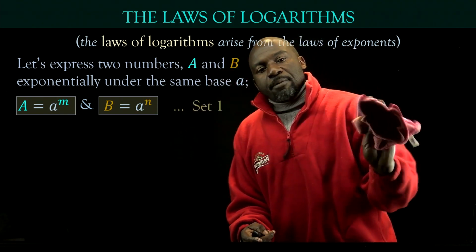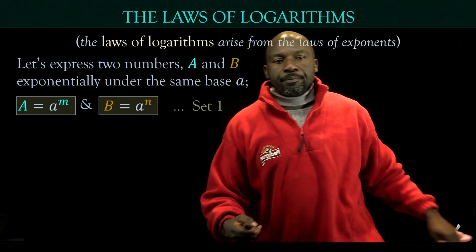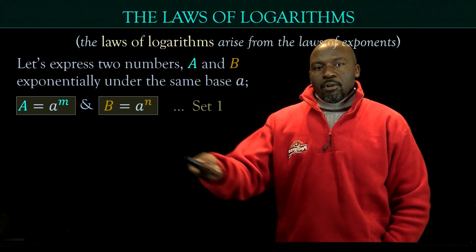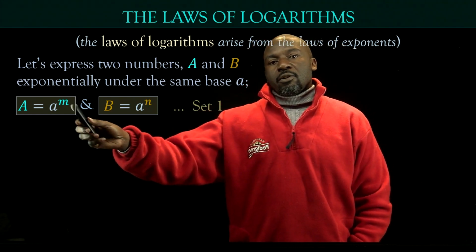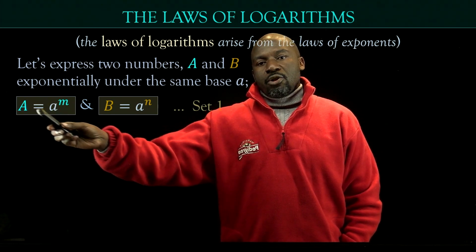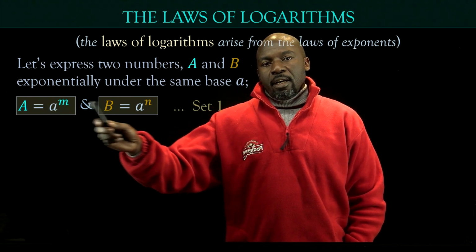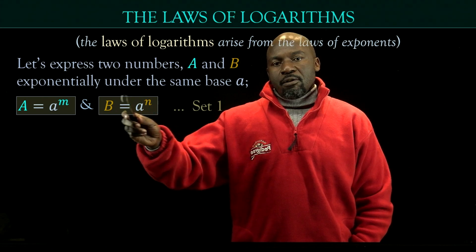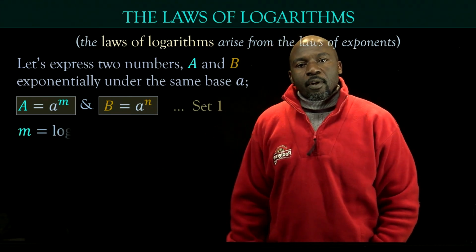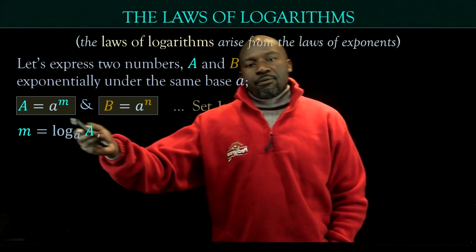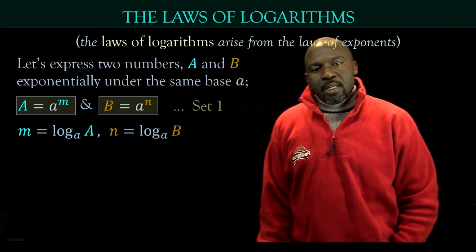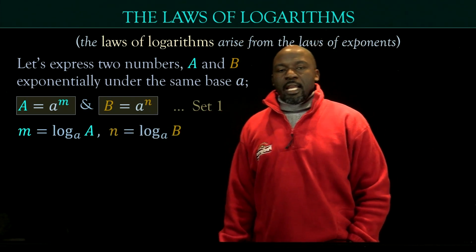If we change those numbers from exponent notation to logarithmic notation, then clearly this is going to be m is the log of a to base lowercase a, and n is going to be the log of b to the base lowercase a, like this. All right, so m is log of a to the base lowercase a, and n is log of b to the base lowercase a, like that.